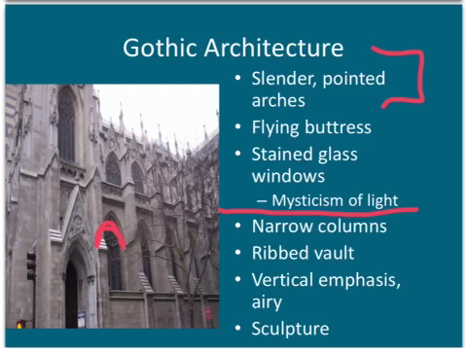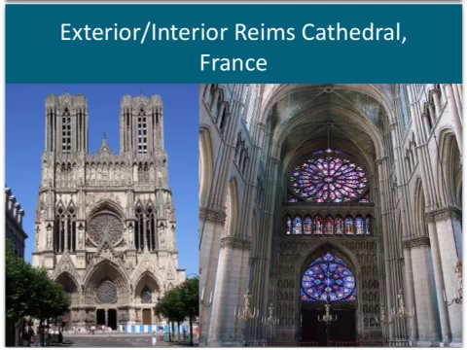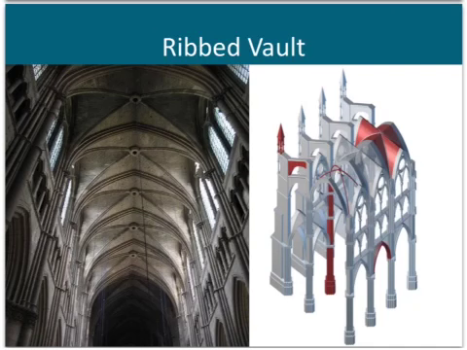In addition, they have sculpture, famously the gargoyles. Abbot Suger's St. Denis Cathedral is considered the first Gothic church, and you see it's kind of a hybrid. It has some Romanesque qualities, but it also has some Gothic qualities as well. Here's Reims Cathedral in France, and you can see the beginning here of this beautiful stained glass. You can also see the pointed arches.